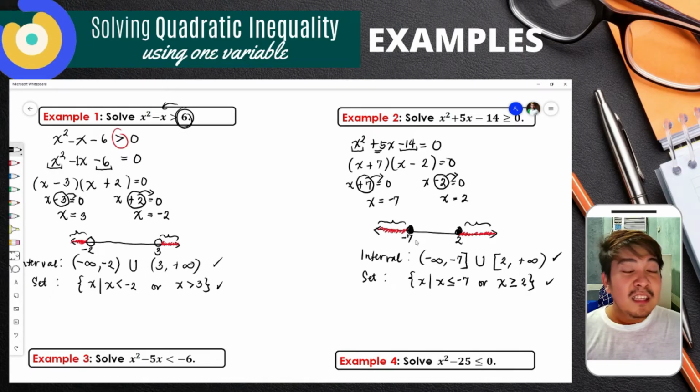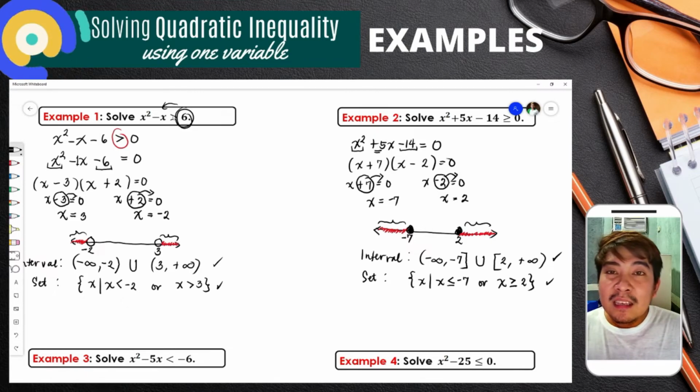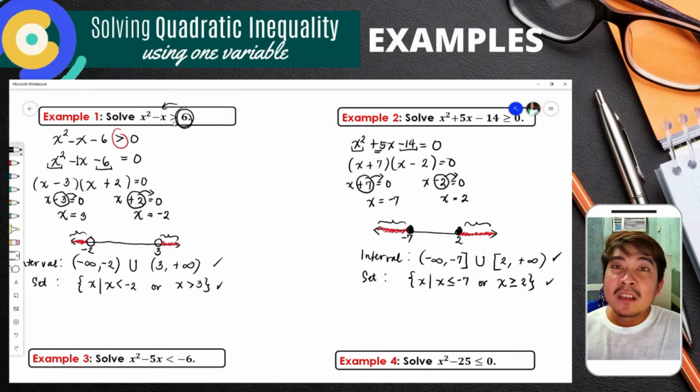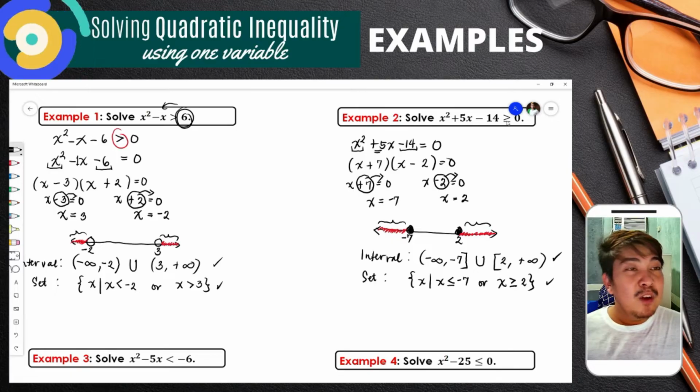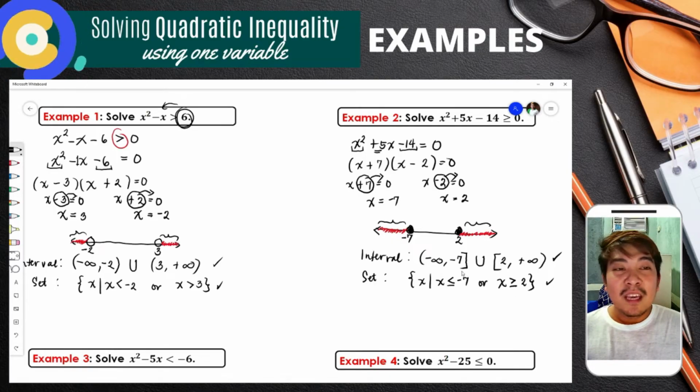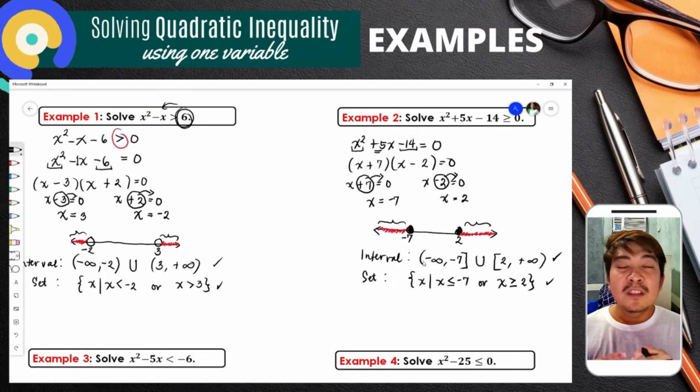Unlike this one, since our critical points negative 7 and 2 are included, we will be enclosing them with brackets. Okay? Same with the solution set in set builder notation. So, when there is no equal sign in the inequality symbol in the given, there is also none in the answer. When there is an equal sign in the given, there is an equal sign in the answer. So that will be for quadratic inequalities using greater than and greater than or equal.